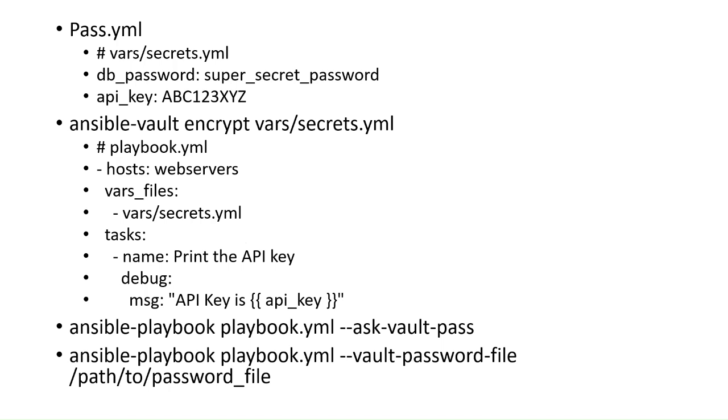If I don't want to provide it manually, and while running the Ansible playbook it should be able to access it by itself, in that case I will pass this kind of command. It will be the same till here. Instead of passing ask-vault-pass, I will pass vault-password-file followed by the path to your password file or secret file. Automatically it will read the content inside the password file and execute the playbook.